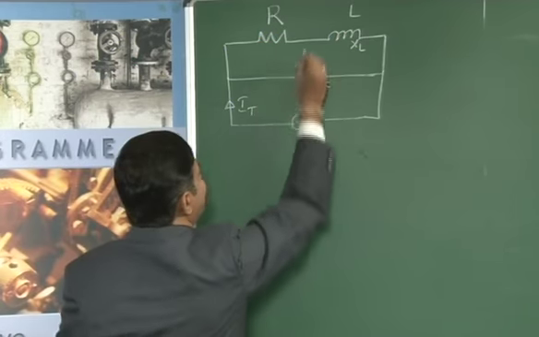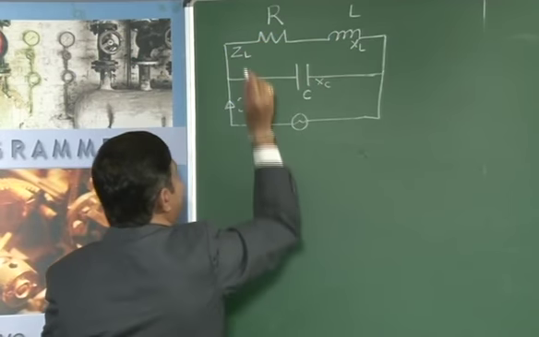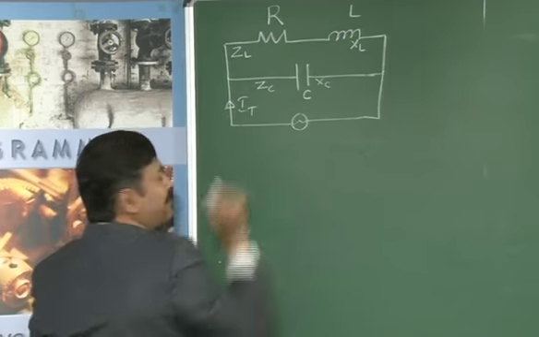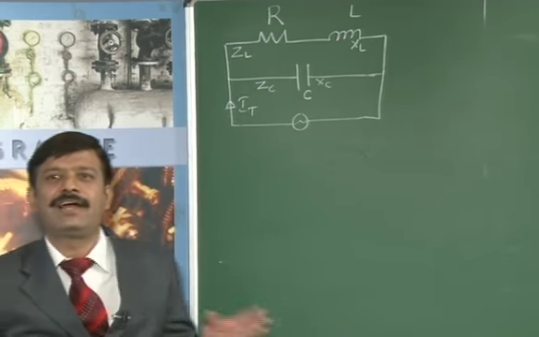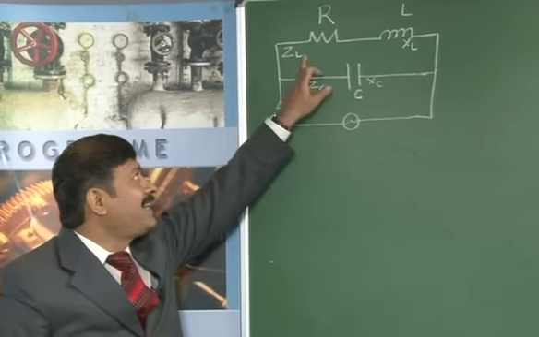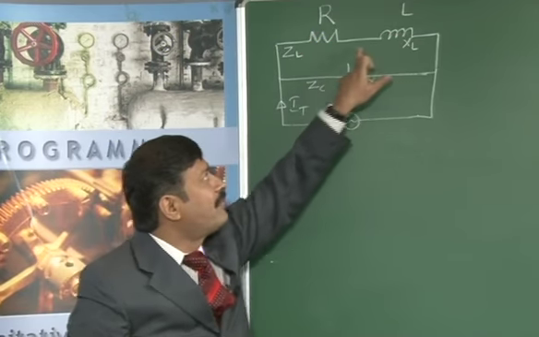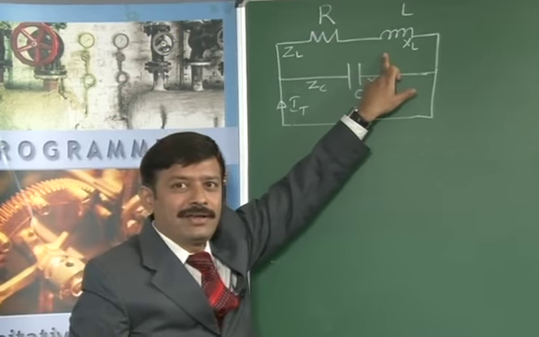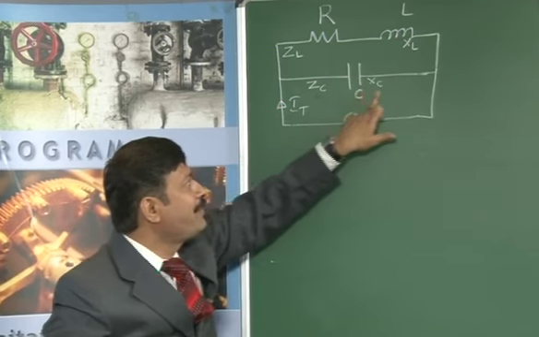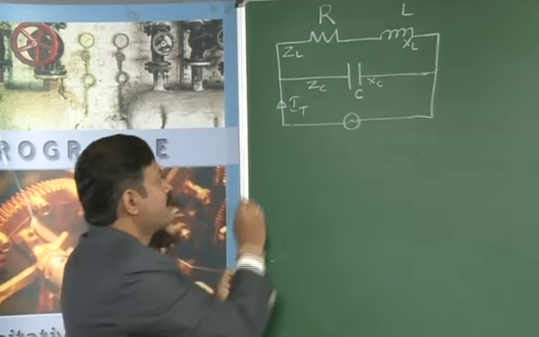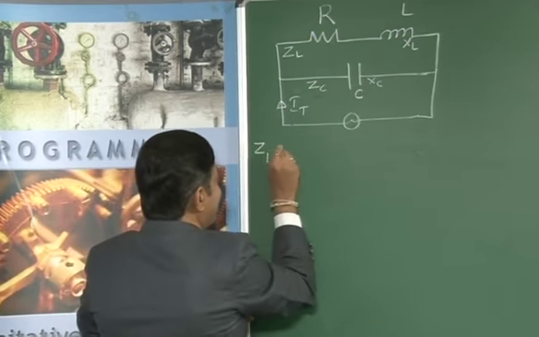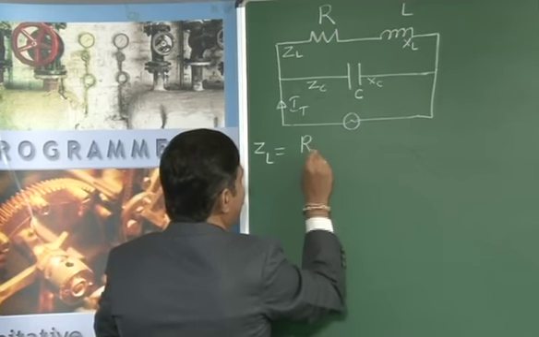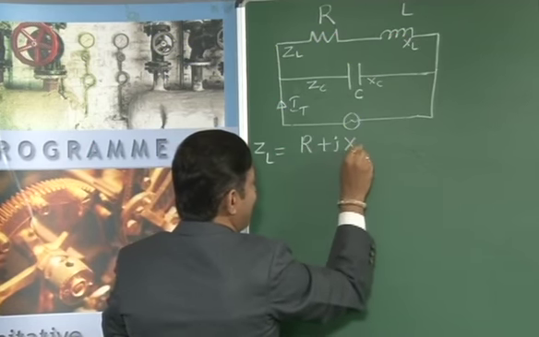And from this I will write ZL and ZC. What is ZL and what is ZC? ZL is the impedance of this branch, and ZC is the impedance of this branch. So, ZL can be written as R plus JXL.